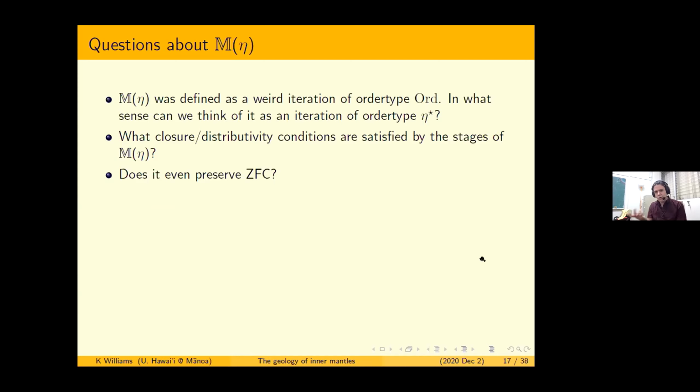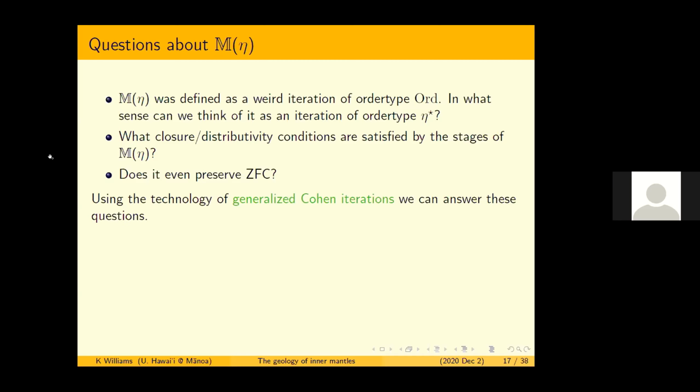Okay, so there's a lot of questions to ask. This weird iteration of order type Ord is how we defined it, but I said it's supposed to be an iteration of order type eta star. So I still have to tell you how to do that. Maybe even more basically, can we say something about closure and distributivity conditions that are satisfied by this? And does this even preserve ZFC? Maybe not so obvious at this point.